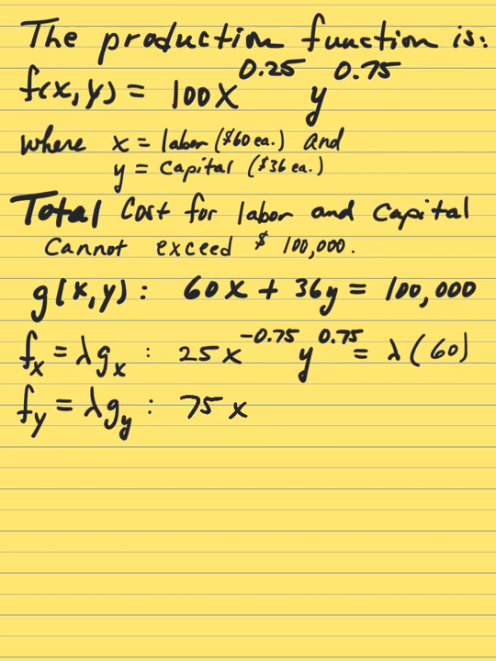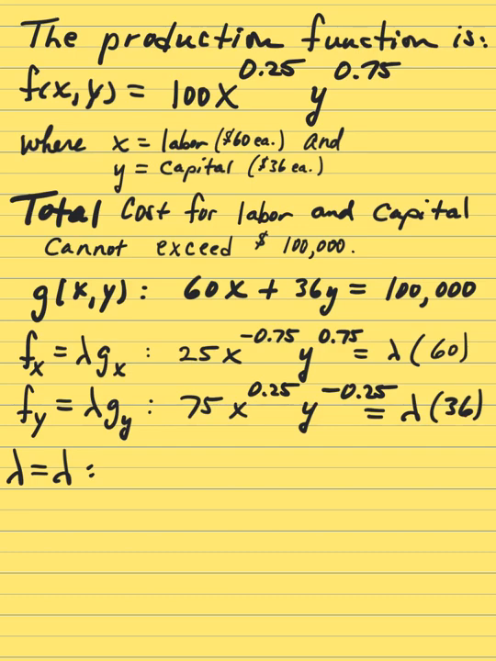Remember, the x part stays the same because this time we're taking a derivative with respect to y. 0.75 minus 1 is negative 0.25. The constraint's derivative with respect to y is 36. So that's lambda times 36. Now this next part, this is where we set the lambdas equal. And for this one, there's going to be quite a bit of algebra involved.